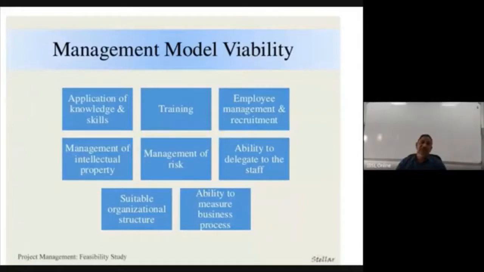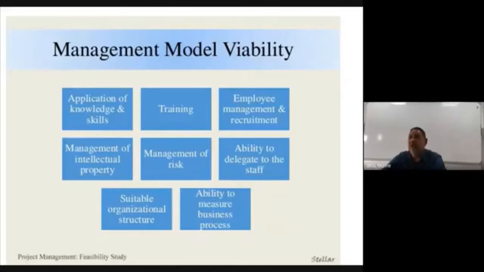Then comes a suitable organization structure. This is another important tool. There are two types of organization structures in the business model you may find. One is the hierarchical structure, the other is the flat organization structure. A flat organization structure we call the Japanese model of management. So what is suitable for this particular business or company structure?